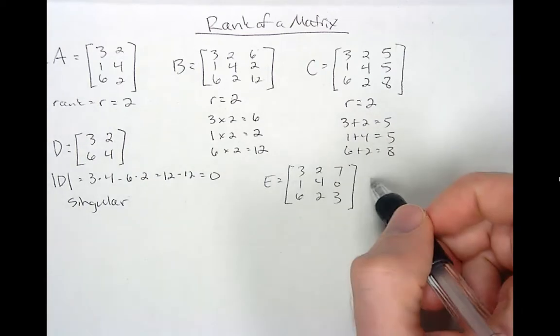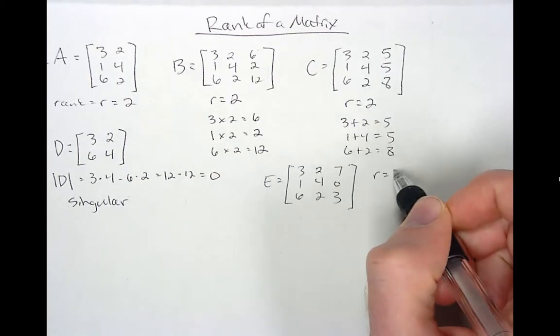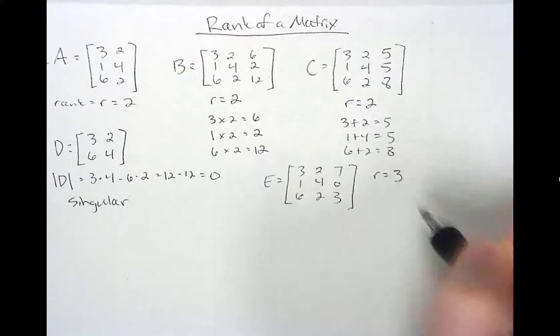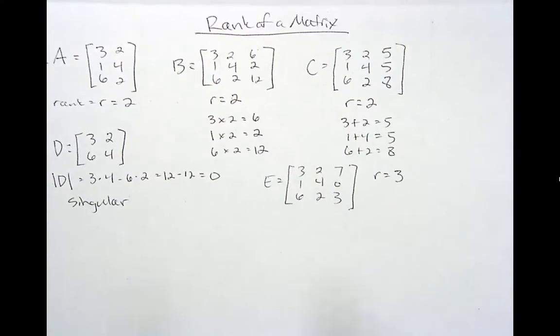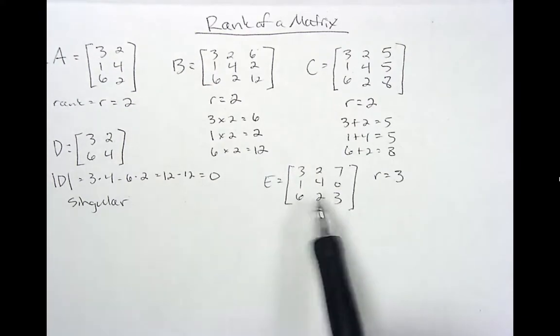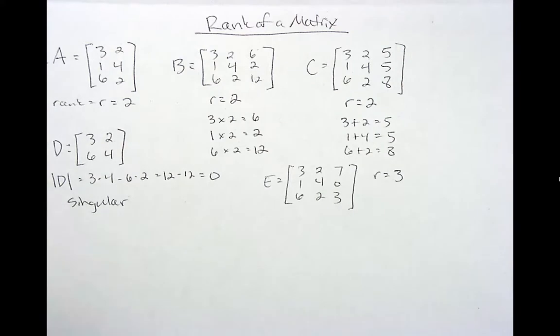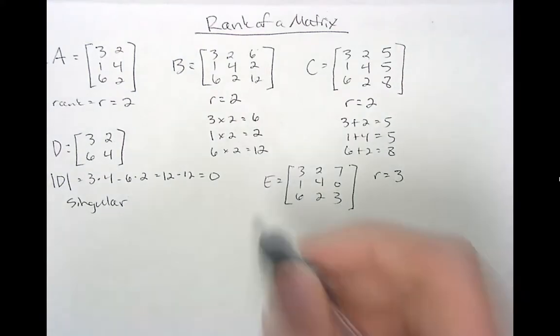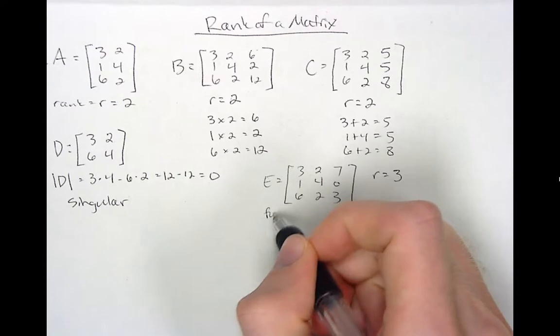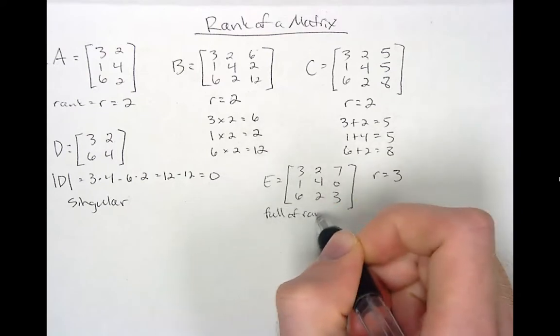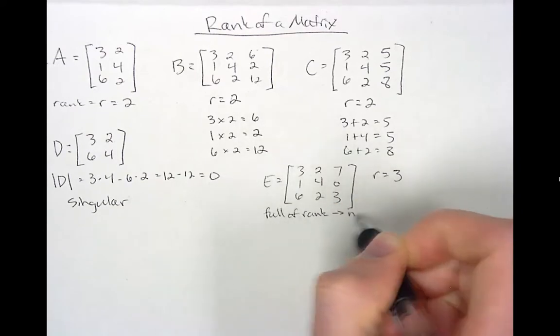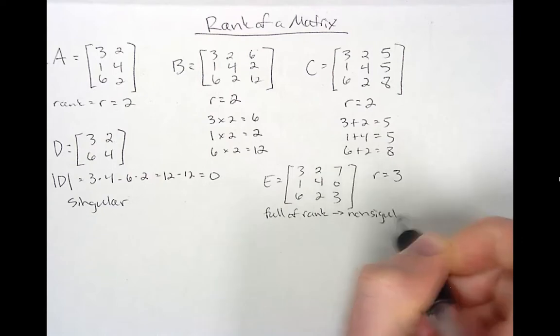And the rank of this one is equal to 3. In this case, a third column or any of the columns is not a linear combination of the other columns. So because this is full rank, it is non-singular.